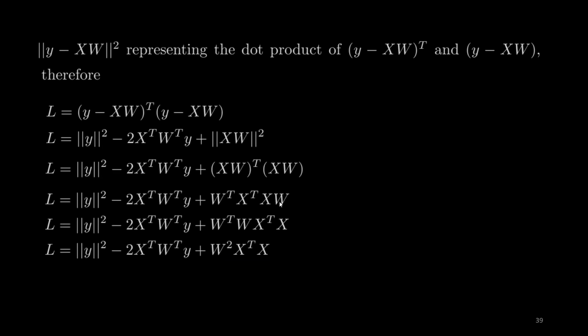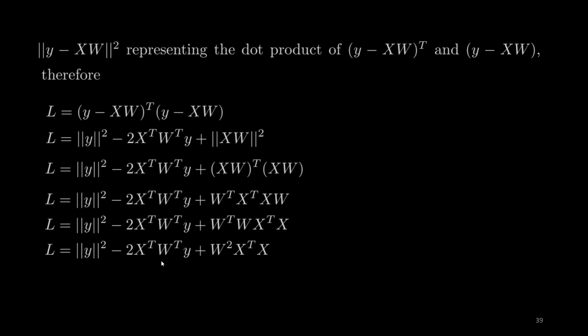The next step is to arrange the terms. Now we will move this W close to this W transpose. So here we have moved W close to W transpose, and here we have X transpose and X, and there is no change in these first two terms. Now we have W transpose and W. If I multiply these two, I will get W square. So we have reached the expansion form of our least square function, and here is our loss.